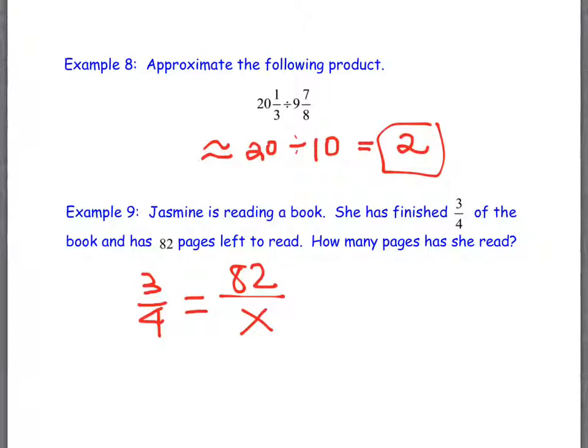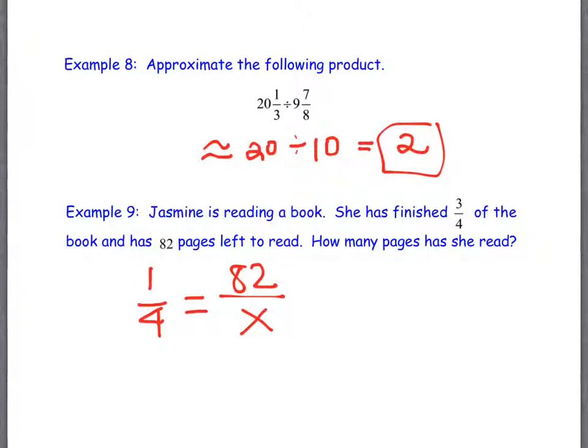Excellent. So you have to be sure that you're comparing the right things. I really like this method, Hannah. I think it works really well. But we want to make sure that we're comparing what she has left and what she has already done. So 3/4 is what she's read, right? But the 82 over something is what she has left. So we want to make sure that they match. So one way to fix that is exactly like Allison suggested.